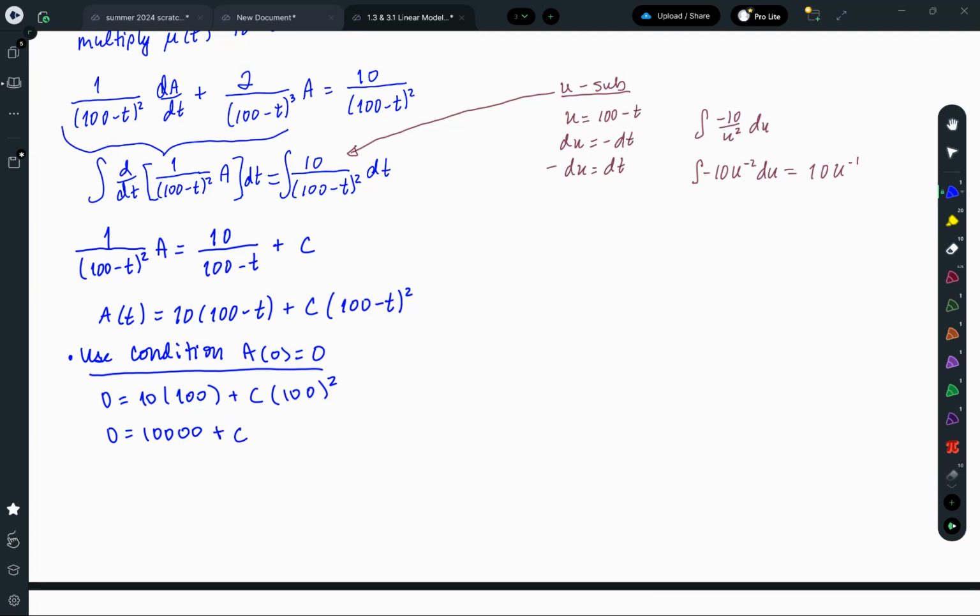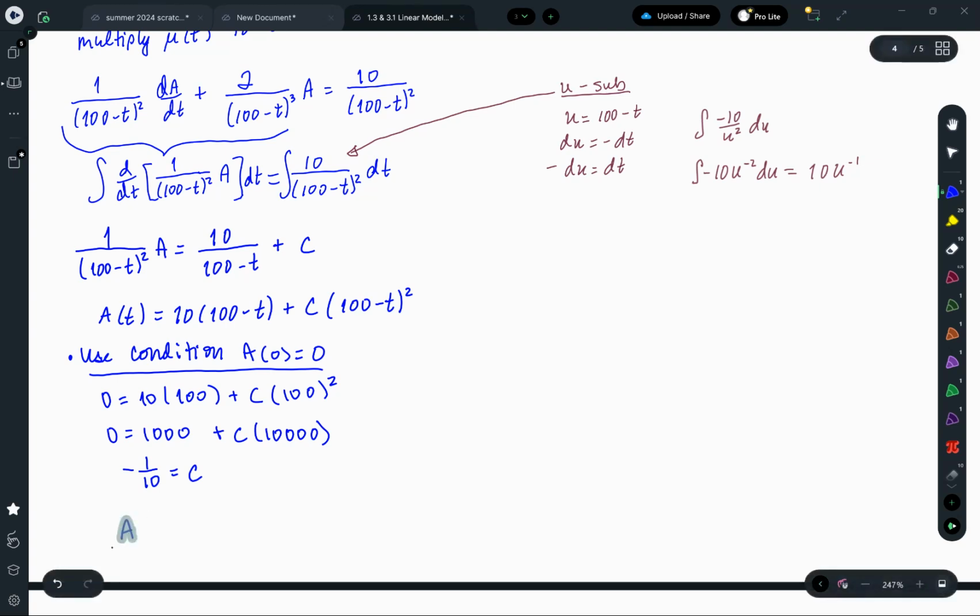And plus c times, we get 4 zeros, so that'll be 10,000. Okay, so we have, whoops, I put 4 zeros on that first one. Should have been 3. 10 times 100 is 1,000, so I have 1,000 plus 10,000 c. Okay, so if I subtract the 1,000 and divide by 10,000, what I get then is that -1/10 is equal to c.